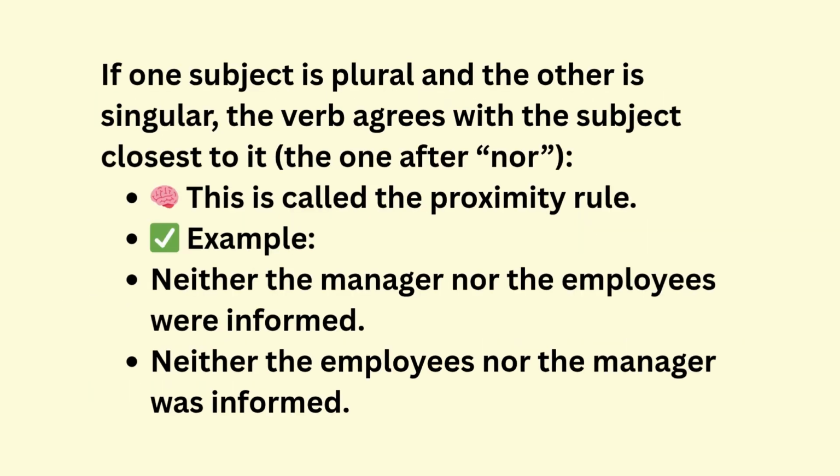If one subject is plural and the other is singular, then the verb is used according to the subject which is closest to the verb. For example, neither the manager nor the employees were informed. We use were because were is used in response to employees, which is a plural noun closest to it. Then, neither the employees nor the manager was informed. So the closest noun to was is manager, which is singular, so we are using a singular verb.